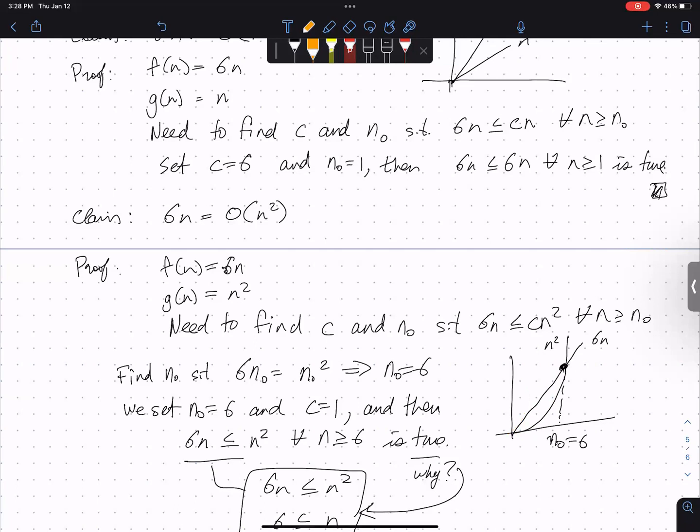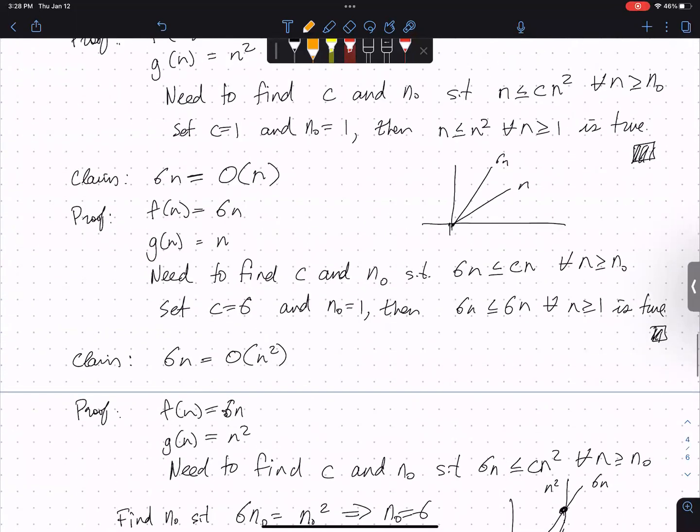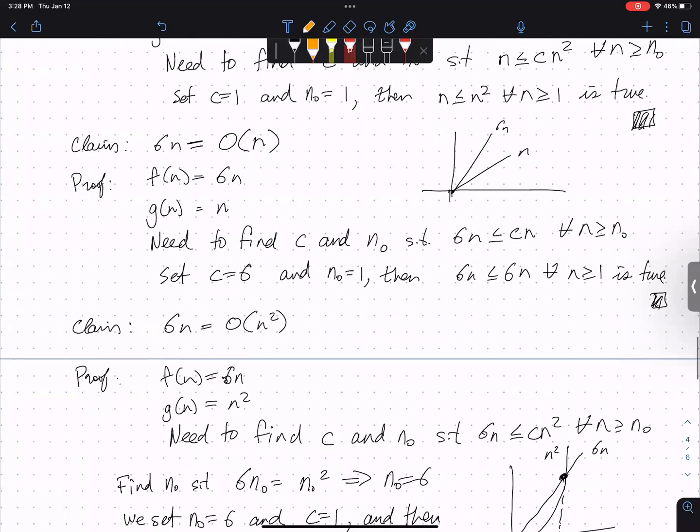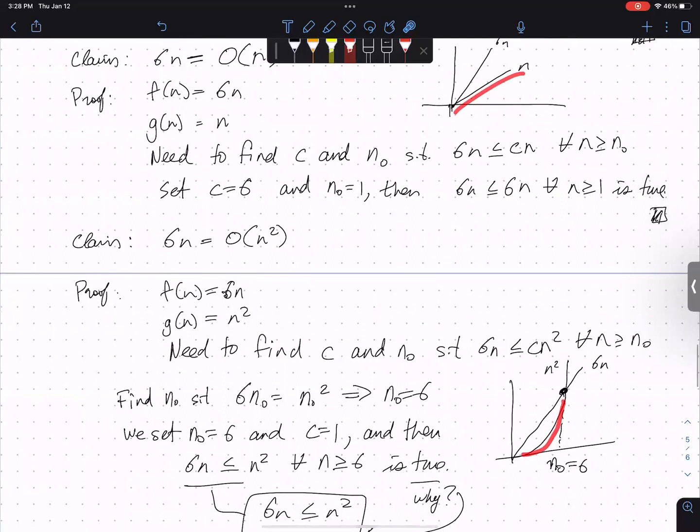And that's why the book's definition only uses C and doesn't have n naught, because you can always get by with just C. But for the rest of the class, I think it's easier to think about this the way I described, with C and n naught. So you should feel comfortable trying to think of how the plot looks and deciding whether you need to scale it up, like here, or there's this kind of crossing point that you need to find.